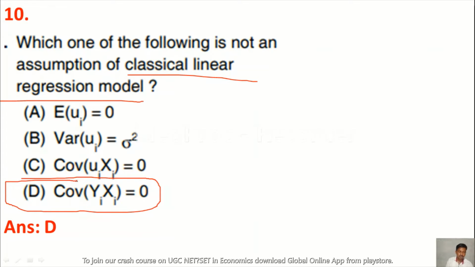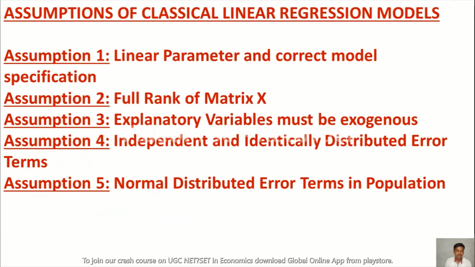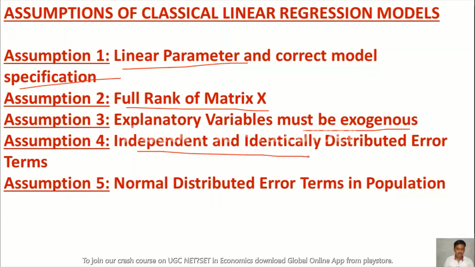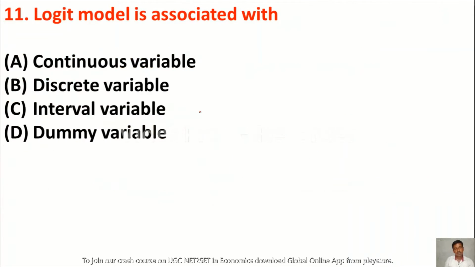So if we go through the assumptions of the classical linear regression model, there are some other assumptions also, such as linear parameter and correct model specification, full rank of matrix X, explanatory variables must be exogenous, then independent and identically distributed error terms, then normally distributed error terms in the population. These are some other assumptions of the classical linear regression model.